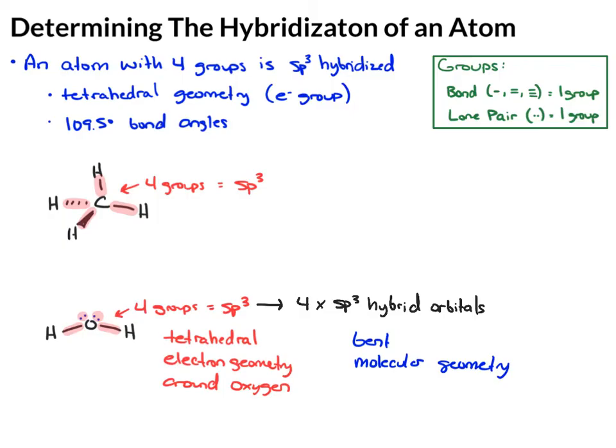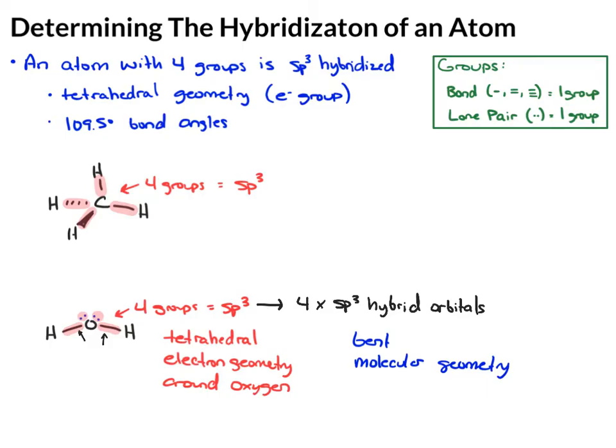That's it. Those are the only orbitals on that oxygen. One sp3 hybrid orbital is making up one of the sigma bonds. One is making up the other sigma bond. The other two, those are where the lone pairs reside.